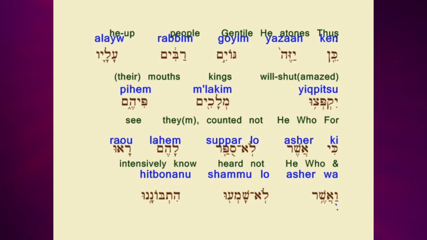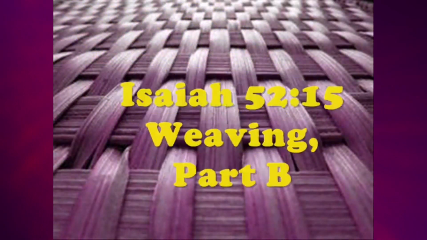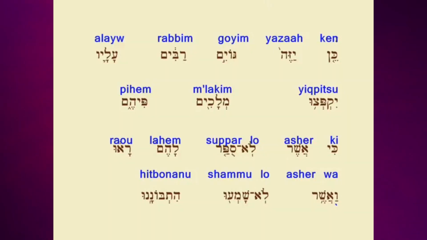Alright? So bin means to understand, consider, perceive, be prudent, or regard. Here it's talking about understanding, because it's in parallel with ra'u, okay, in the previous clause. So hitbonanu. Now, let's read the whole verse in Hebrew again, and then I'm going to go through the threading. Ken yazeh goyim rabim, alav yiktz'tzu melachim pihem, ki asher lo supar lahem ra'u, va'asher lo shame'u hitbonanu.